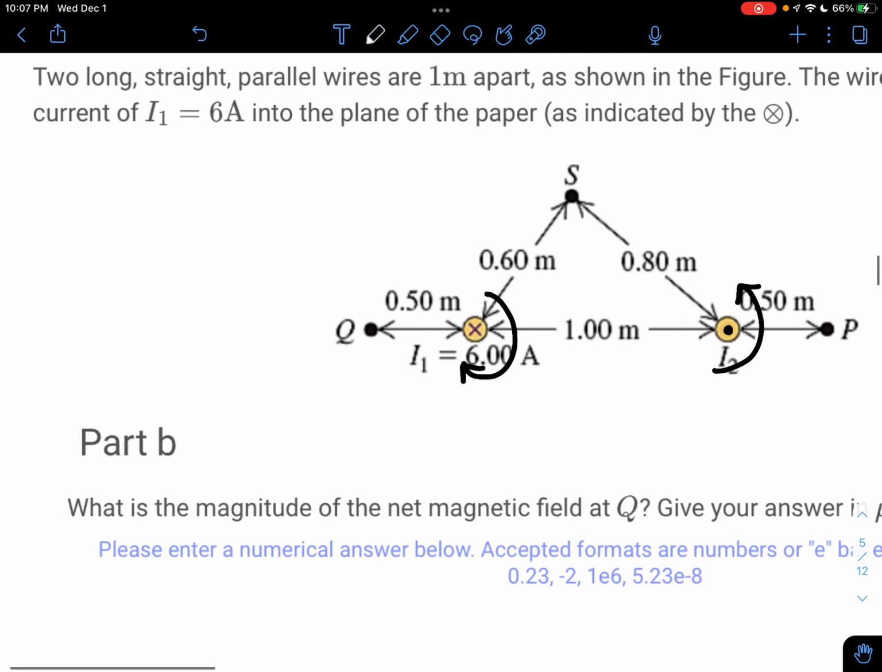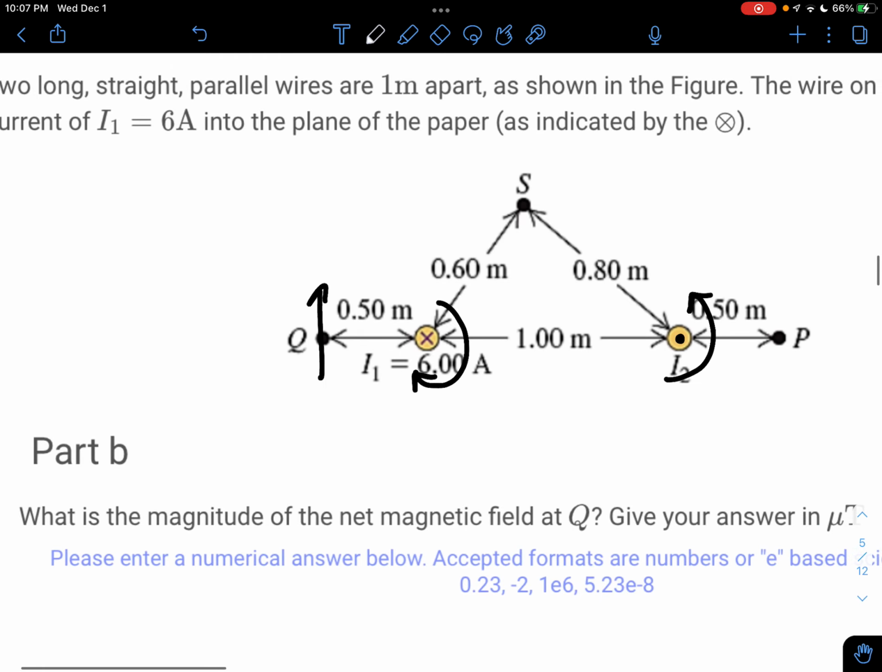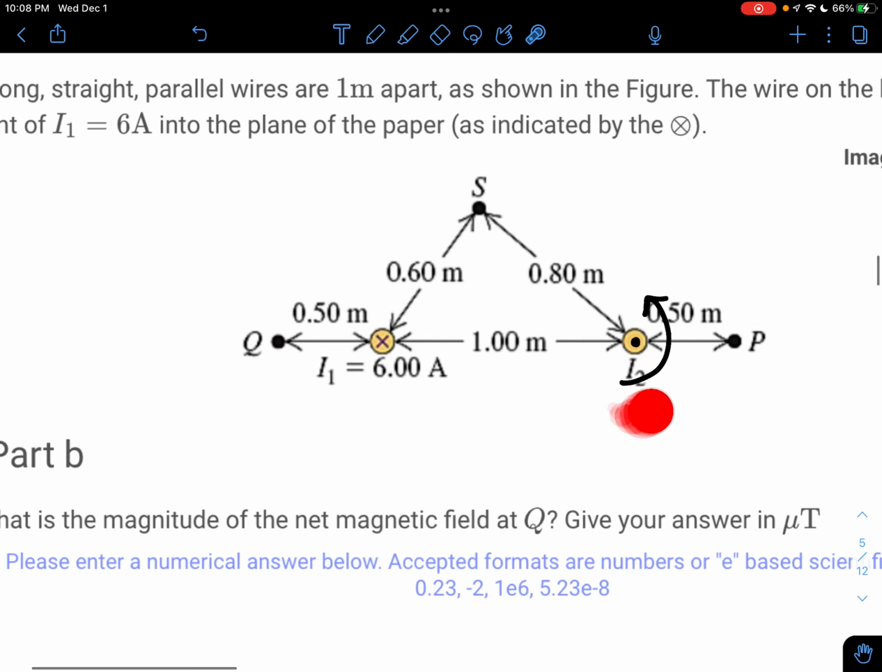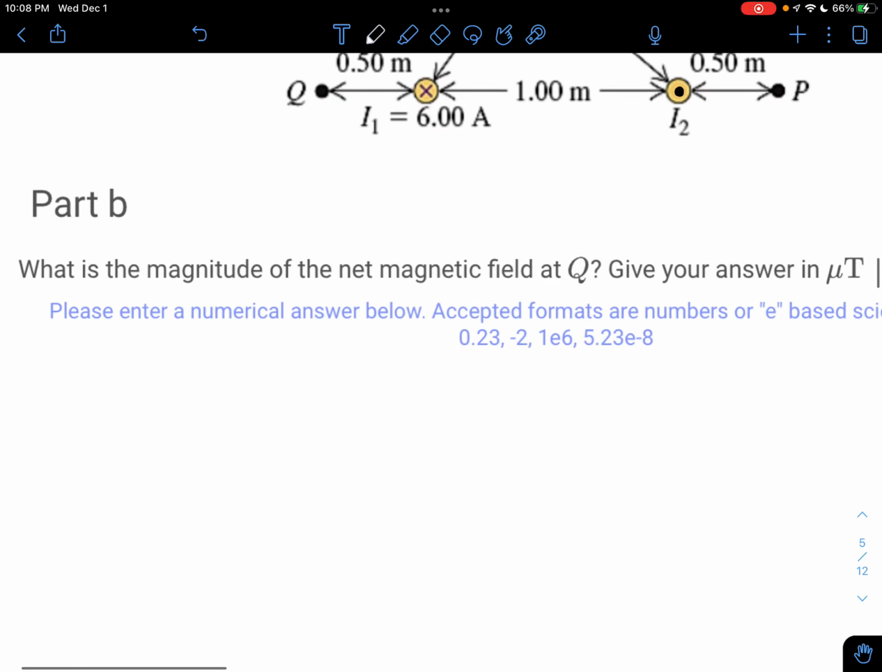So we know that on this side, this one's going to be going up, and our magnetic field from this, at this point, is going to be going up because it's to the left. This one's going to be going down because it's to the left as well. So we know that our magnetic field from this first wire is going to be our positive, and this one is going to be our negative. So let's take a look at that.